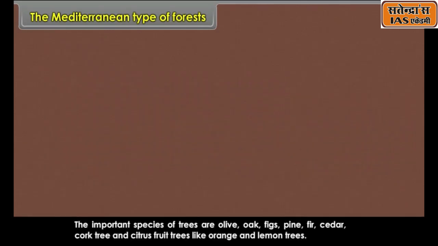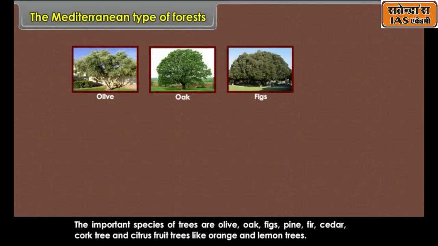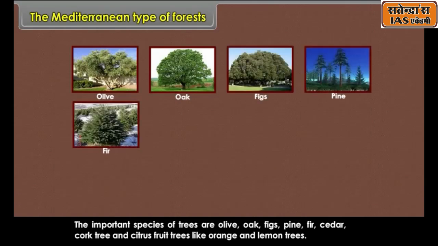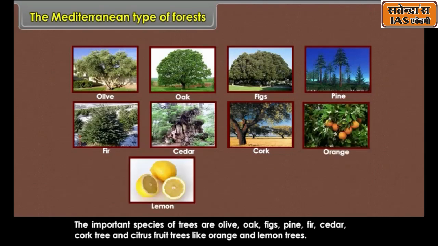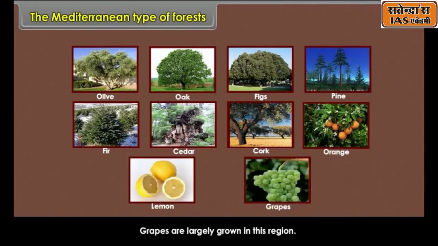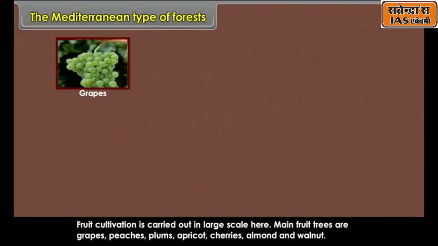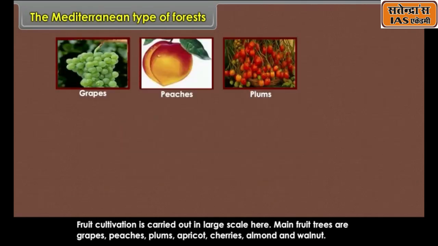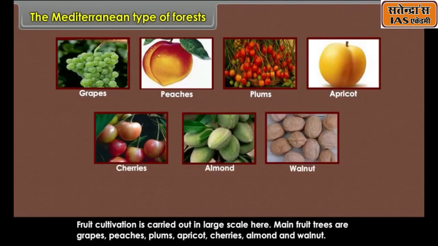The important species of trees are olive, oak, figs, pine, fir, cedar, cork tree and citrus fruit trees like orange and lemon trees. Grapes are largely grown in this region. Fruit cultivation is carried out on a large scale here. Main fruit trees are grapes, peaches, plums, apricot, cherries, almond and walnut.